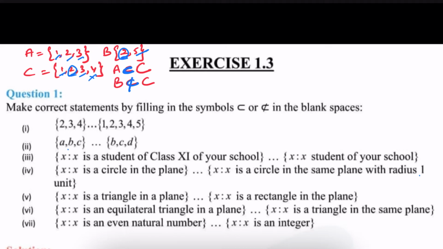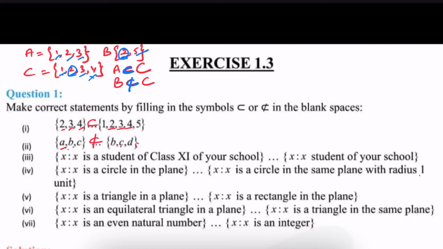So from this we'll fill in the blanks over here. Let's see whether 2, 3, 4 is a subset or not. 2 is in this, 3 is also in this, 4 is also in this. So therefore it is a subset. Now you have the second one, ABC and BCD. A is present in the first one, it is not present in the second one. So therefore it is not a subset.